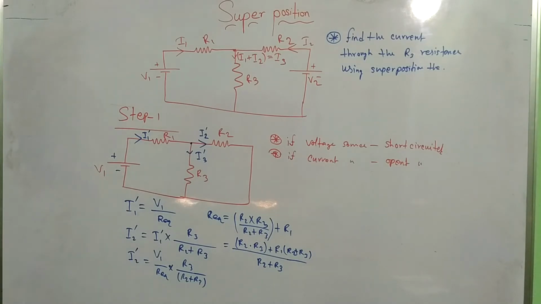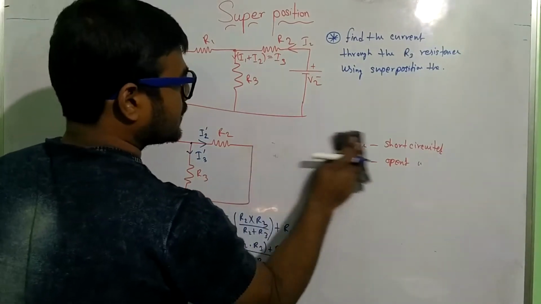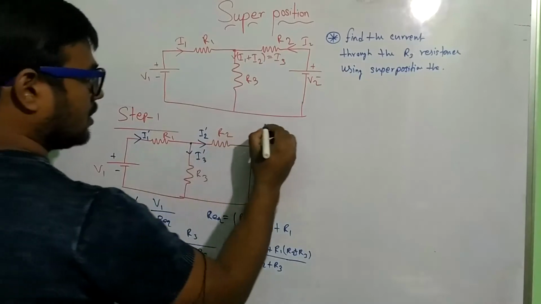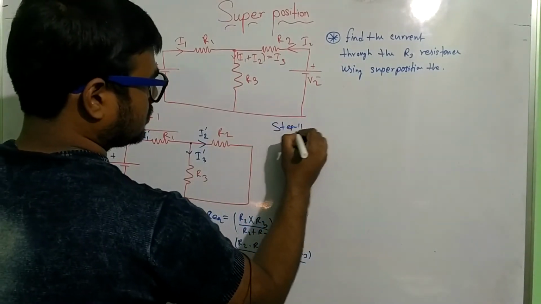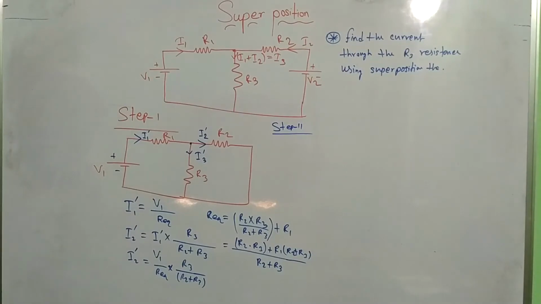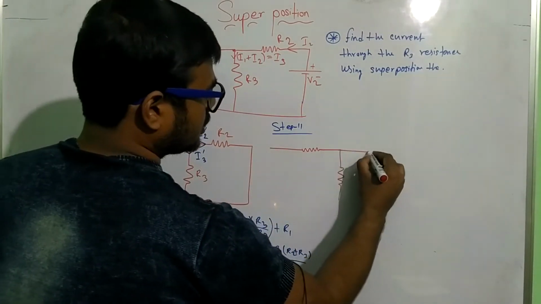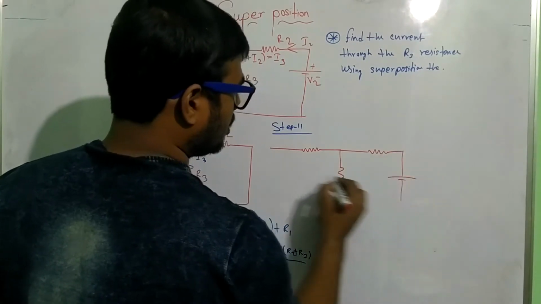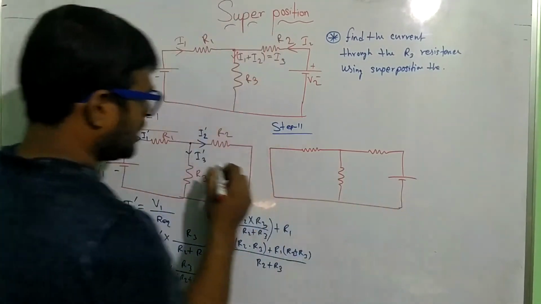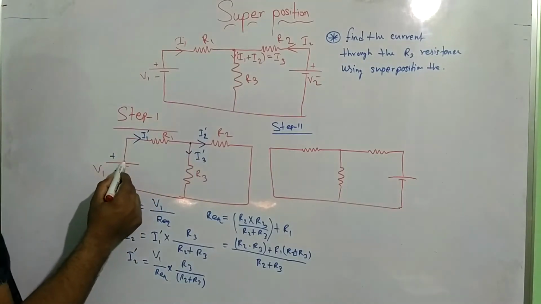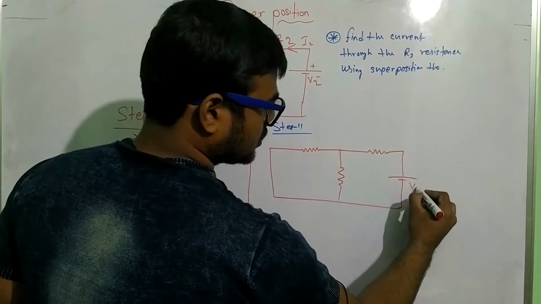Okay, write down every step properly in your copy. Now I am doing step 2. So what is step 2? In step 2, I am taking another voltage source, and the remaining sources are open or short circuited. In step 1, I took this source. In step 2, I am taking this source V2.